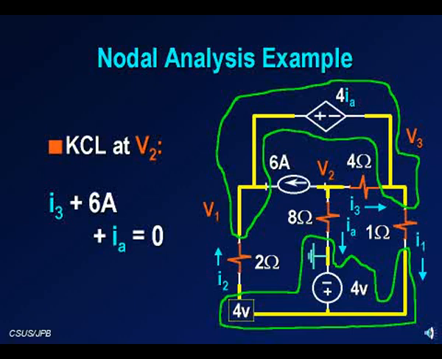Next, we do a Kirchhoff current law equation at node V2. Node V2 is a regular node. What I call regular node is a node that is neither the reference node nor does it belong to a supernode. It's a regular node. And we write KCL about that node V2. Sum of the currents leaving the node is equal to 0. Thus, I3 plus 6 amp plus IA is equal to 0.